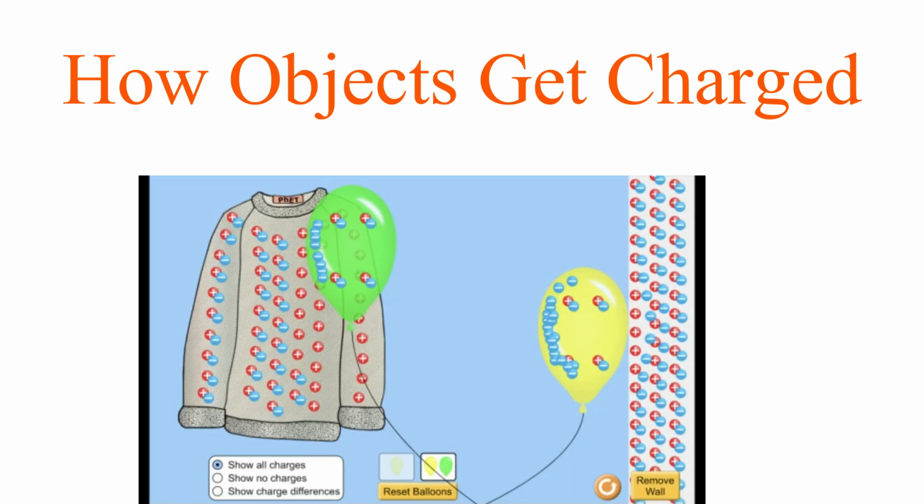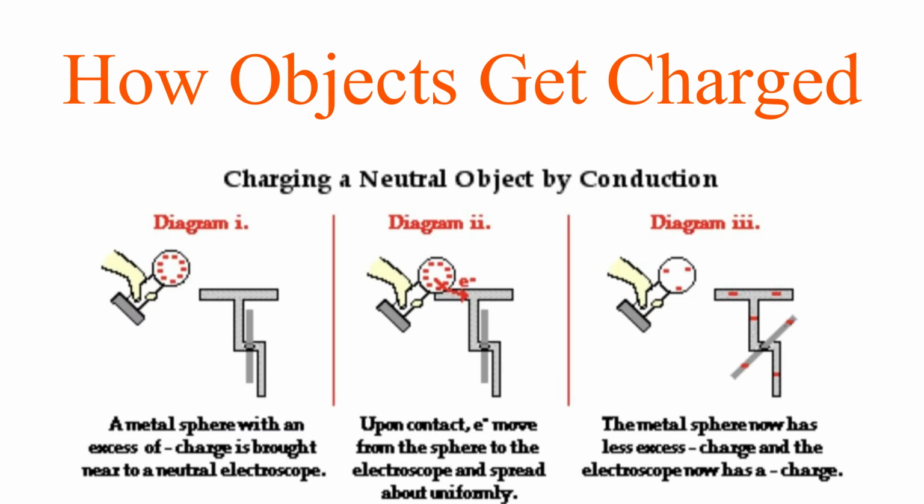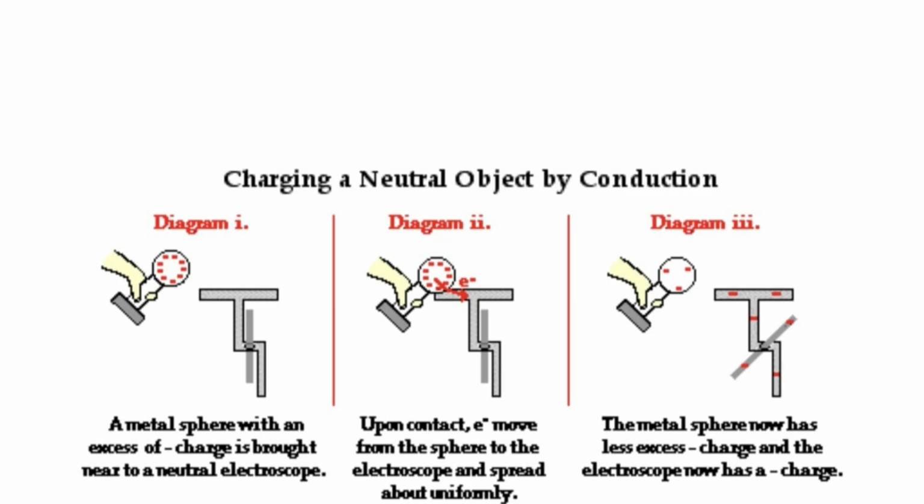Now we'll see how these objects get charged. Objects become electrically charged when electrons move from one object to another. This can happen in three common ways: by rubbing, by conduction, or by induction. When an object gains electrons, it becomes negatively charged. When it loses electrons, it becomes positively charged.